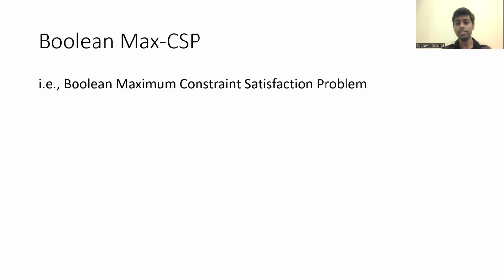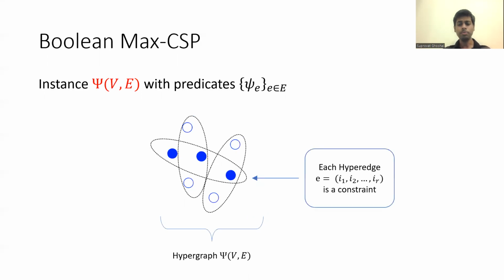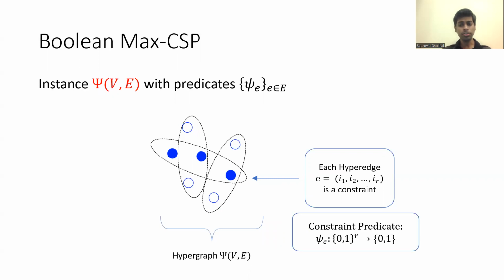So these are Boolean Max-CSPs, which are Boolean maximum constraint satisfaction problems. They are very well known in the literature, but let me just begin with a very elementary definition of it. Boolean Max-CSPs are combinatorial optimization problems, which can be thought of as hypergraphs over vertices, which represent variables, and edges, which represent constraints. In particular, the constraint associated with a fixed edge is determined by a predicate associated with that edge.